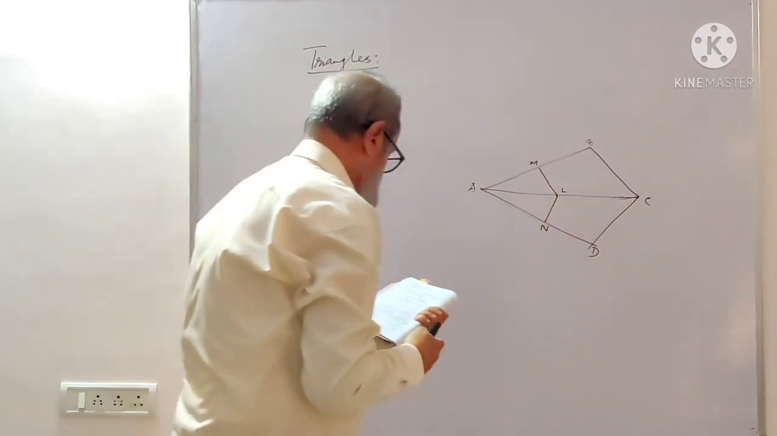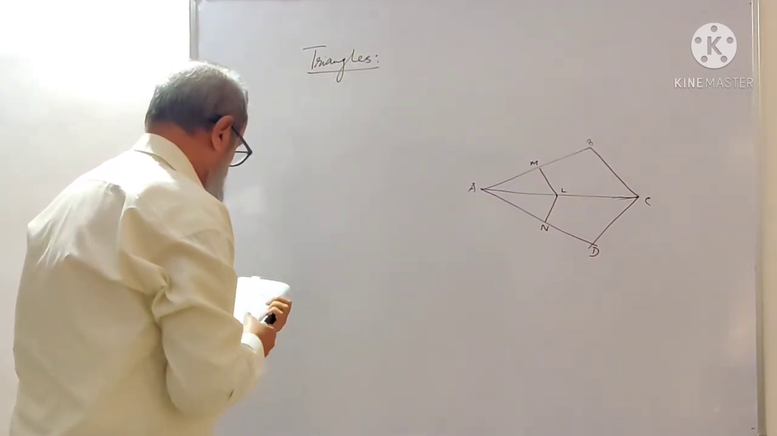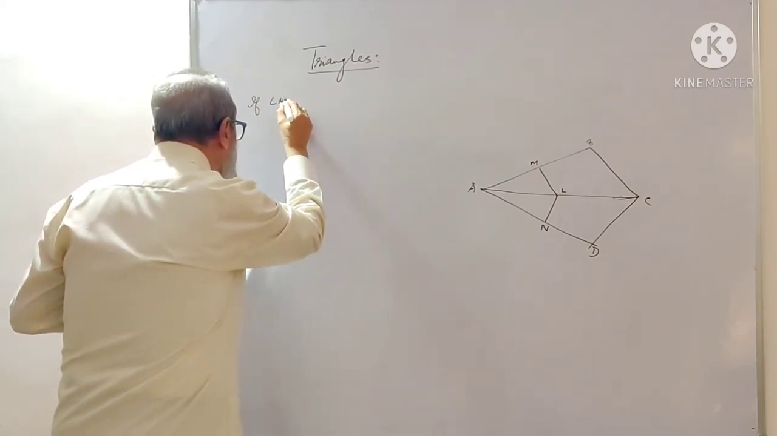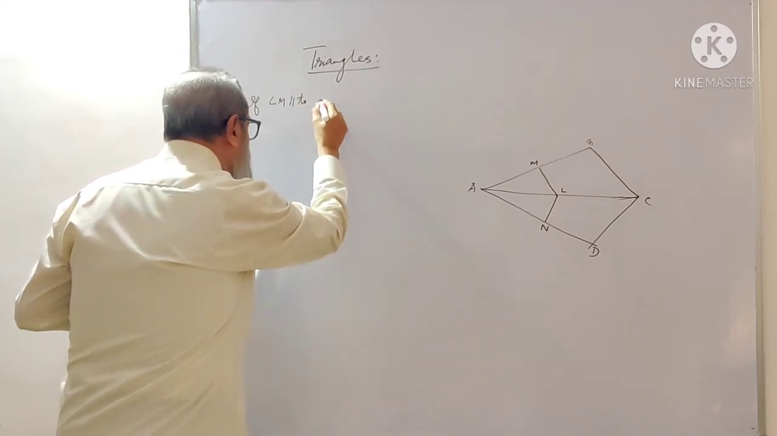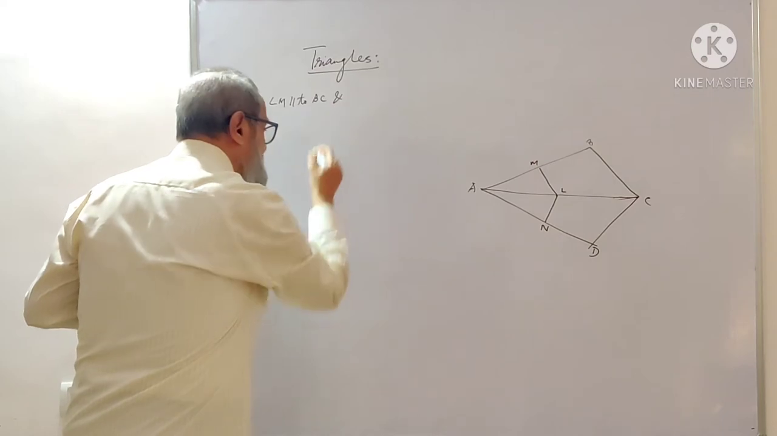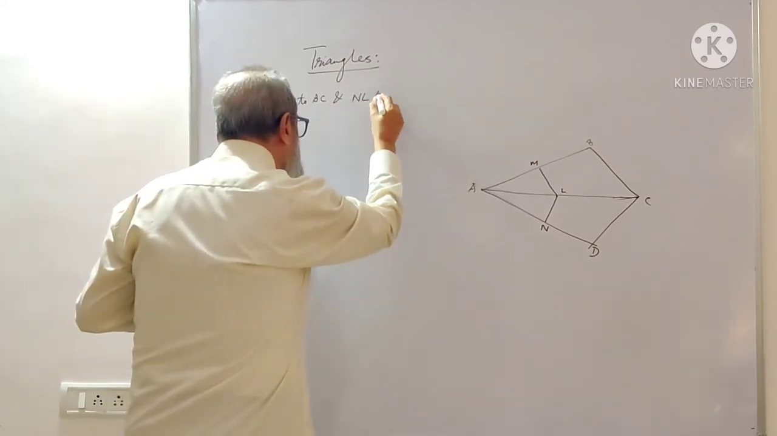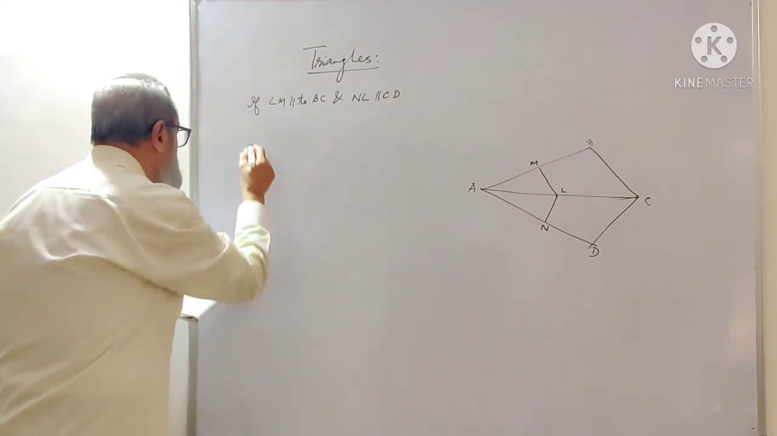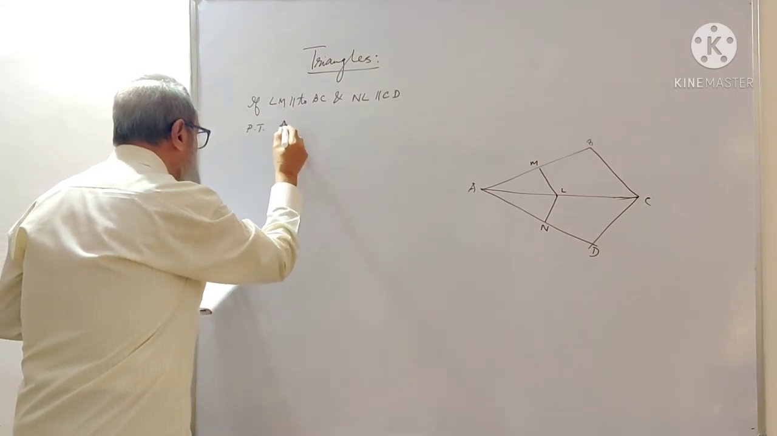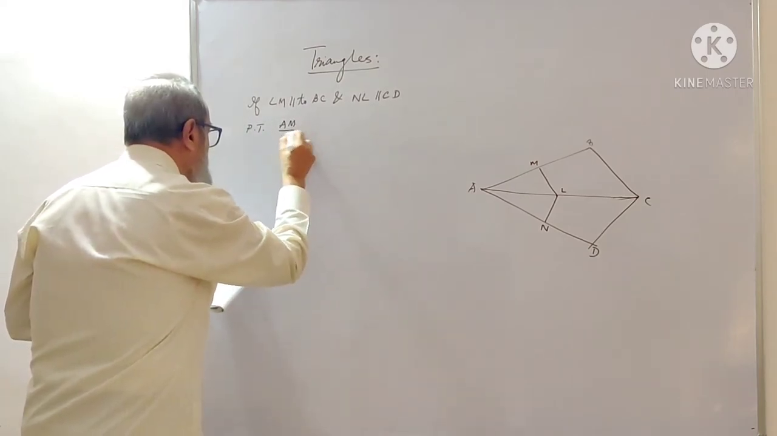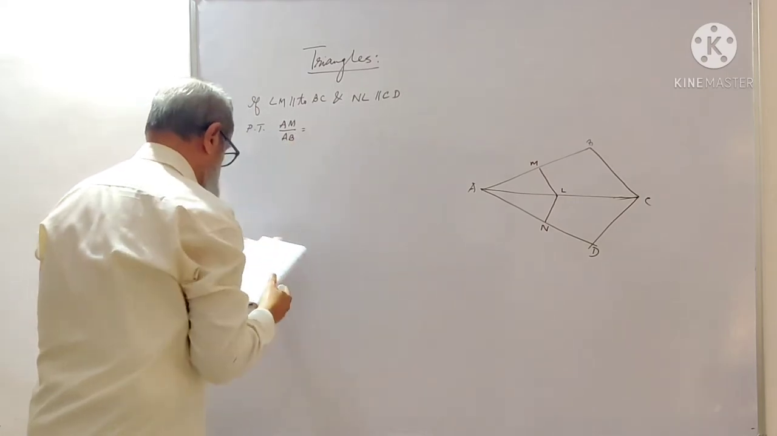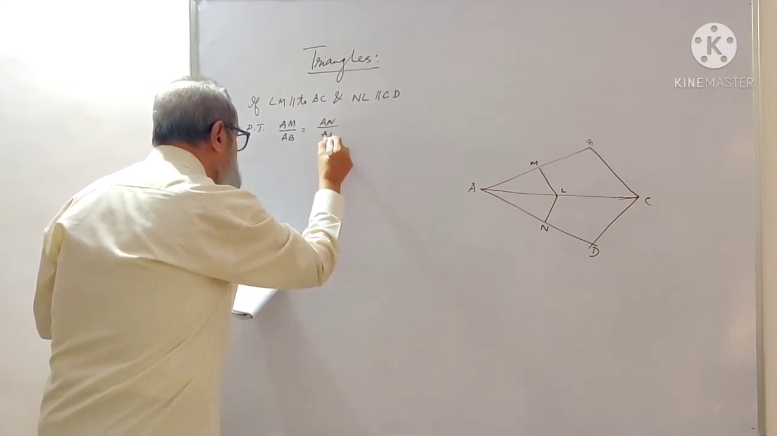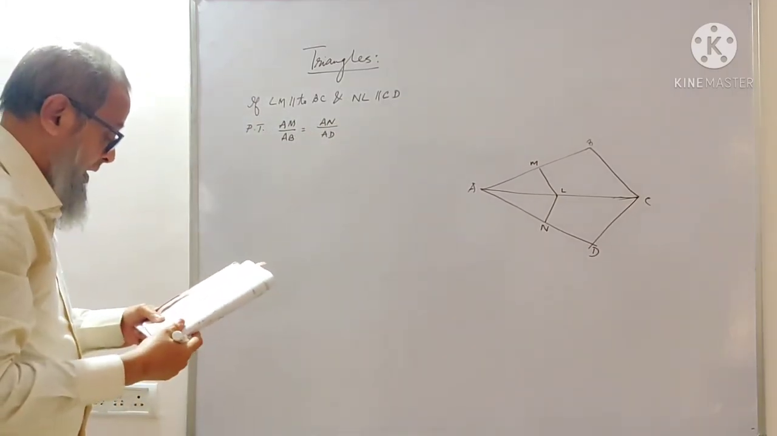He says, if LM is parallel to BC and LN is parallel to CD, prove that AM by AB is equal to AN by AD.